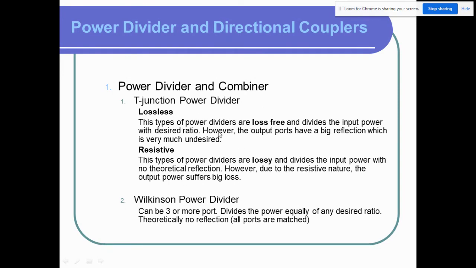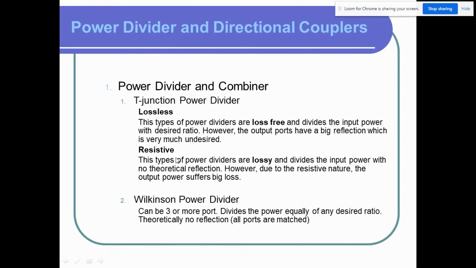So to deal with this drawback, the resistive type junction power divider has been invented, which is a little bit lossy, but it matches the input power with no theoretical reflection actually. So these problems with reflection have been solved by this one.